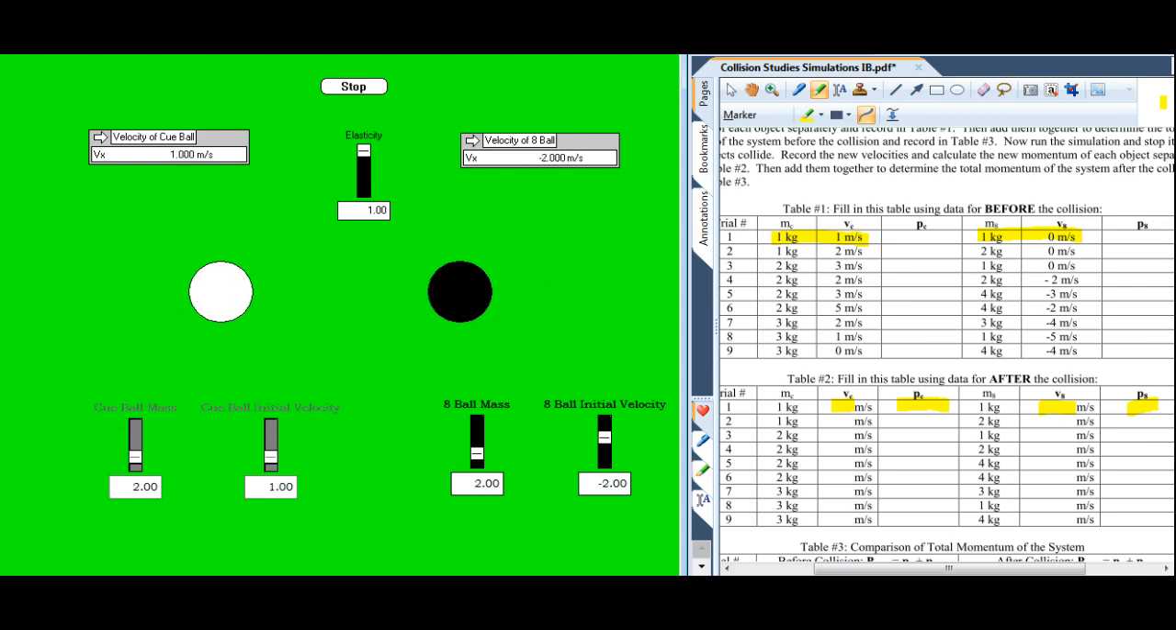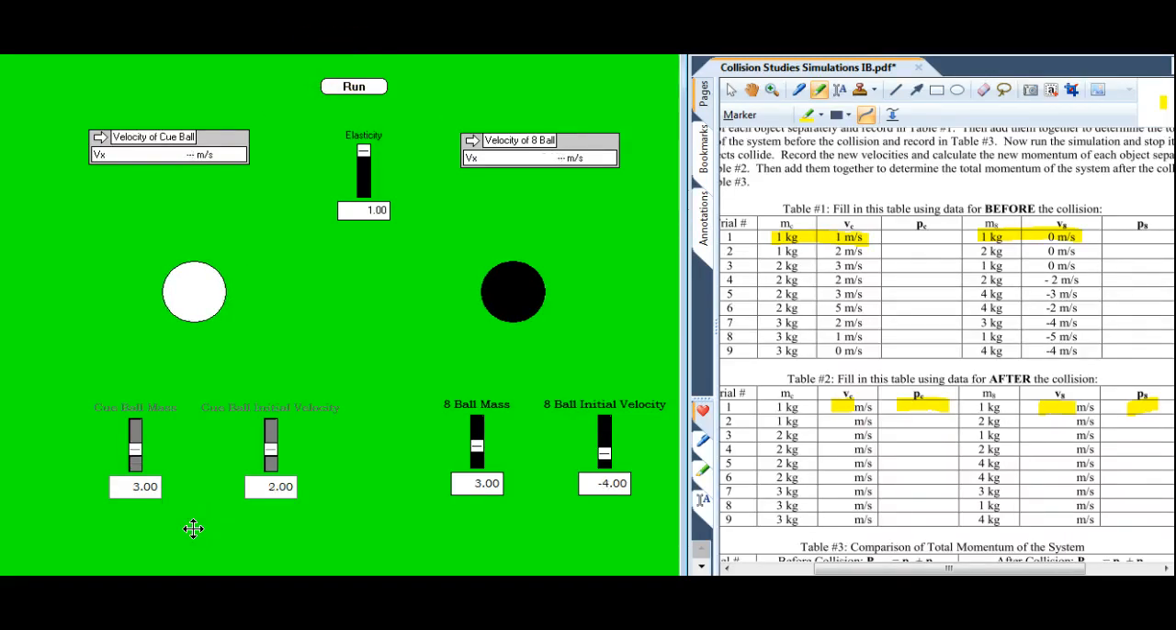Okay, trial number 4, they're heading toward each other and they bounce back off. And it's -2 and a 1. So one's to the right, one's to the left. Okay, trial 5. Boom, big movement to the left, -5 meters per second. 8 ball moving to the right at 1 meter per second. Okay, trial 6. Another big jump backward, -4.33 and +2.67.